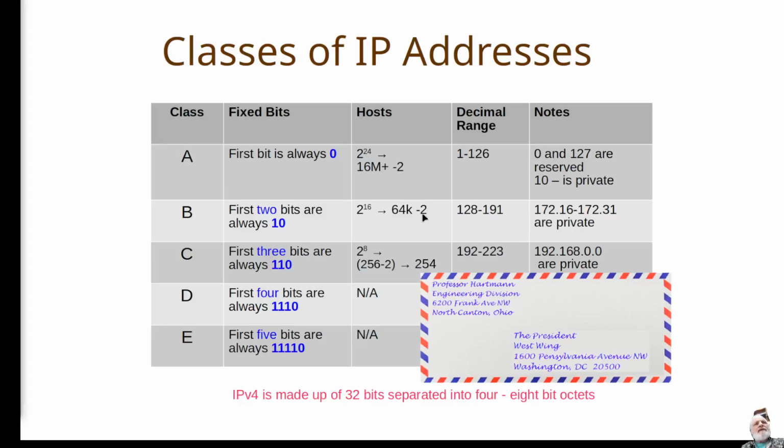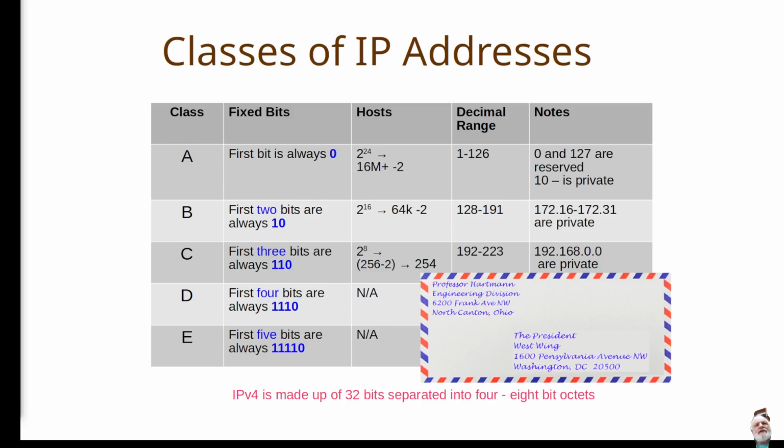So this slide shows the classes of the IP addresses for IP version 4. We have basically 5 classes, although the first 3 are the main ones. Class A, the first bit is always a 0. Class B, the first 2 bits are always 1 and then 0. And class C, the first 3 bits are always 1, 1, 0.